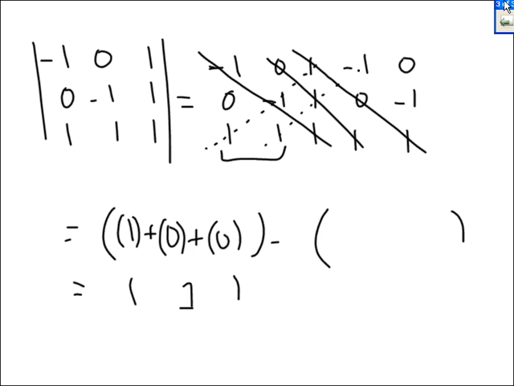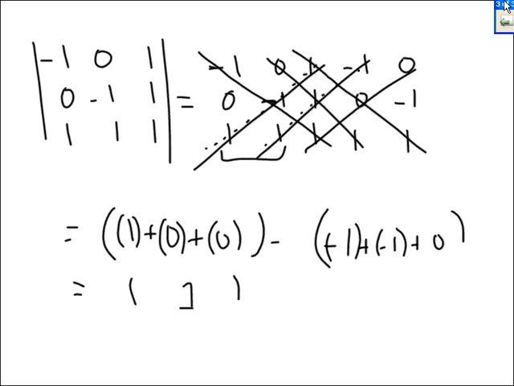Then you do, there's a minus here. Then you do this diagonal. Get negative 1, plus another negative 1, plus 0. Get negative 2. 1 minus a negative 2 is as easy as 1 plus 2. You can change both of these anytime you like. 1 plus 2, of course, is 3.